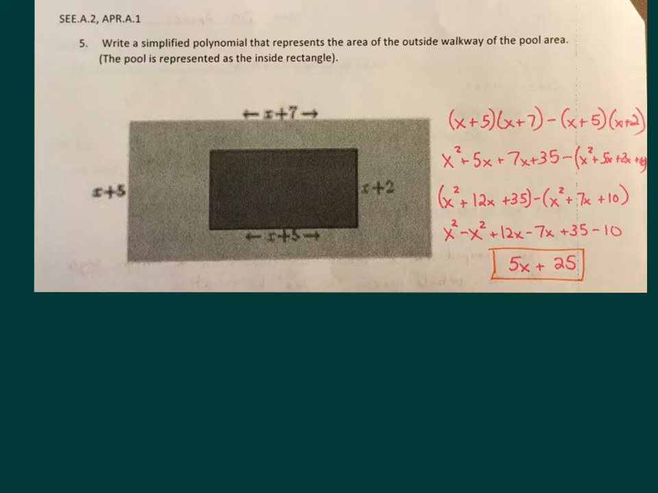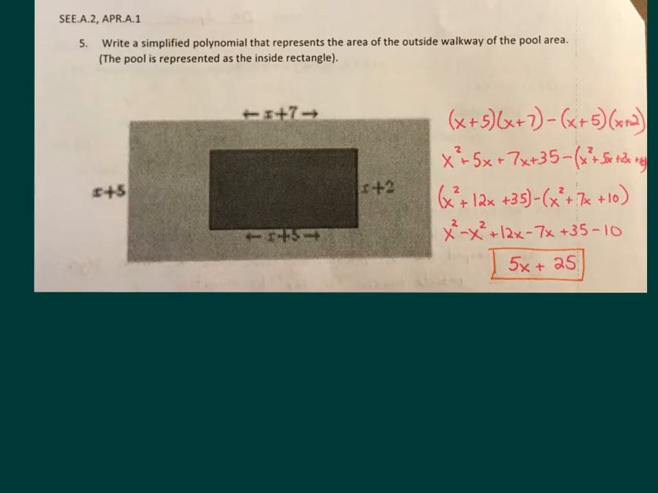All right, number 5 said write a simplified polynomial that represents the area of the outside walkway of the pool area. I made sure to specify, just in case you're struggling, that the pool is represented as the inside triangle. I know it's a little bit blurry on your paper, but they gave you the dimensions, as you see over here, and I want to know what this area is. To find it, I need to take the area of the entire rectangle and subtract the area of this inside. That will then give me the walkway. So here's my x plus 5, x plus 7.